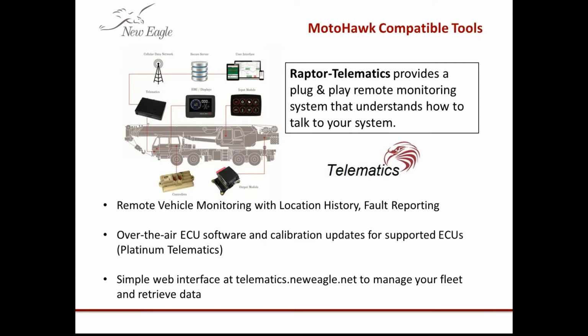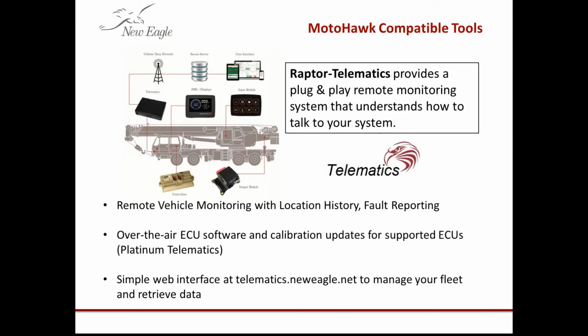Then telematics: it's a telematics tool that allows for remote vehicle monitoring, GPS enabled, so keeping track of location history. You can do some applications on the back end with geofencing and similar things, fault reporting. One of the nicest features of the New Eagle Telematics offering is we can do over-the-air ECU software and calibration updates for supported ECUs. That means that your MotoHawk module can be in a system across the country from you, and from your desk you can set up a software package update that can be pushed over the air.